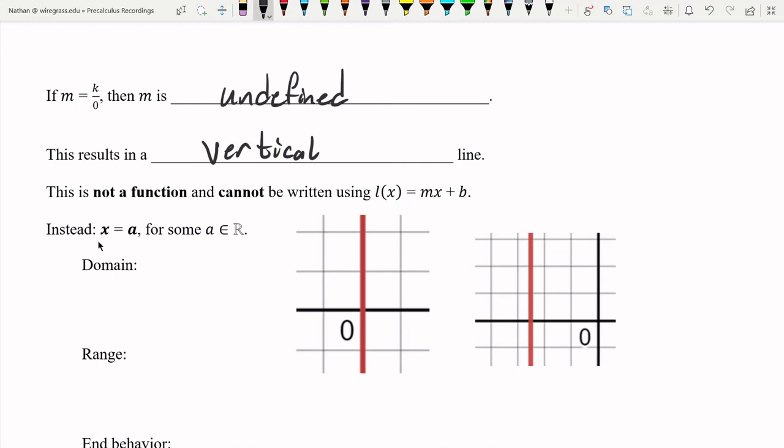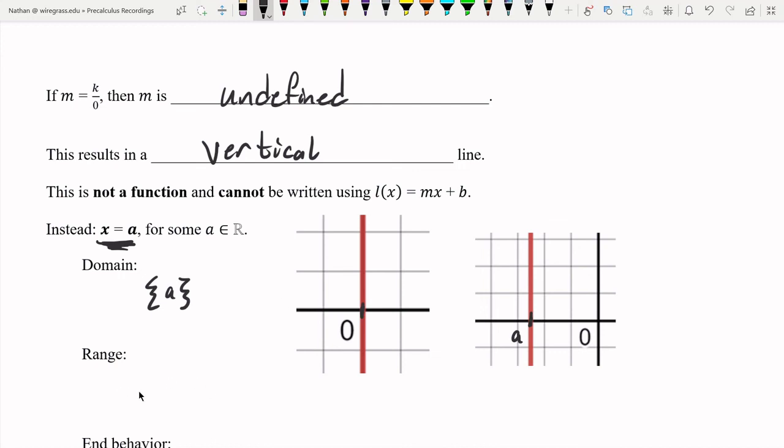Instead, we use this description: x equals a for some real number. Of course, this one is 0 here because this is on the x-axis, but a is just some x value where the vertical line hits. Because the domain is only a. It's the singleton set a. It's the only value that's in the domain. It doesn't go left or right at all. It stays in that single value.